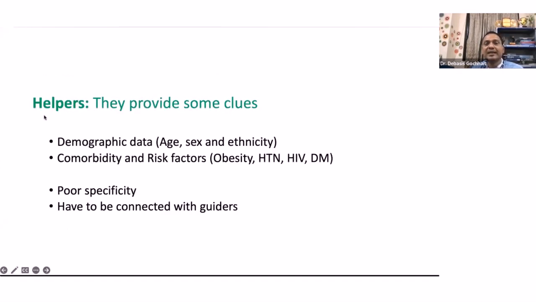So what are these helpers? Now these helpers, they provide some clues. Remember, all these points are important when you are approaching. They provide some clues. Okay. So what are these helpers? Demographic data. Like I told you, age, sex. We know certain tumors happen in certain groups, like thyroid carcinoma more common in female, pancreatic carcinoma more common in male, lung carcinoma more common in male. More doesn't mean it is exclusive. What I'm telling is the incidence is more compared to female.